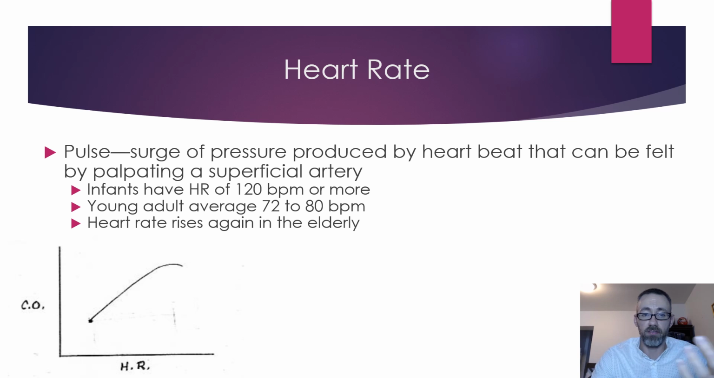So for example, infants have a heart rate of 120 beats per minute, sometimes even more, and that's okay. We wouldn't call the infant tachycardic in that state. That's normal for their development. A young adult, however, should be somewhere between 60 and 100, and really, more narrowly, the average is probably closer to around 75. So that's fairly typical. The heart rate rises again in the elderly. So you tend to see higher heart rates in the elderly.